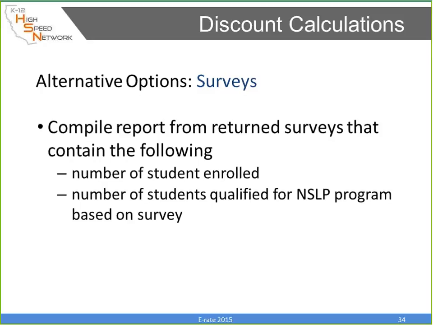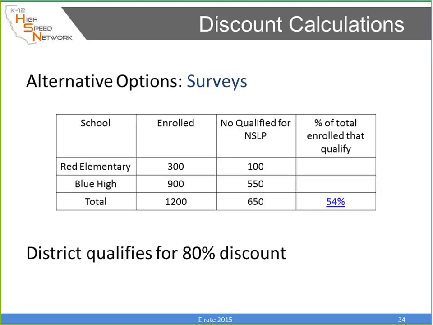Because you take that and you compare it against your total population to get your percentage of how many actually qualify. So from that survey going out, you'd want to compile a report because you've got to prove this data. It should contain the number of students enrolled and the number of students that qualify for the NSLP program based on those survey results. Here's an example of what it could look like.